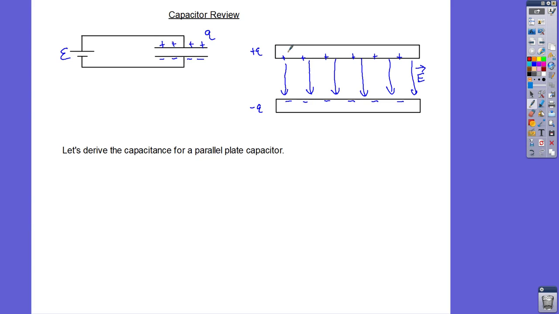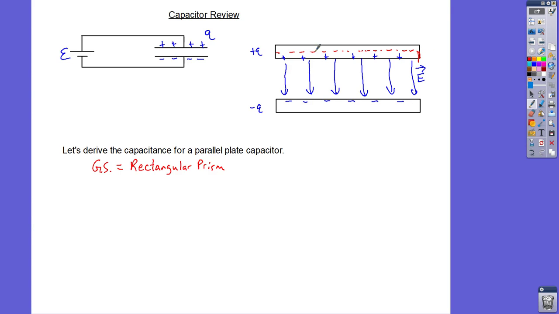Now if you think about this plate, it looks like a rectangle here, but remember it goes into and out of the page as well. So our Gaussian surface is going to be a rectangular prism, otherwise known as a box. And so we're going to imagine this rectangular prism going there. It's going to go down.